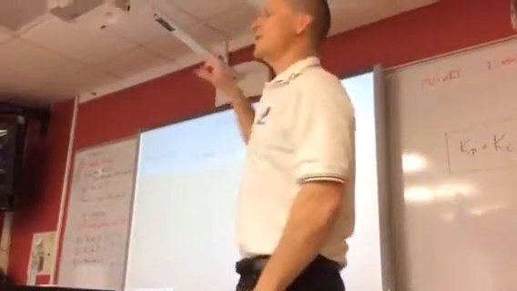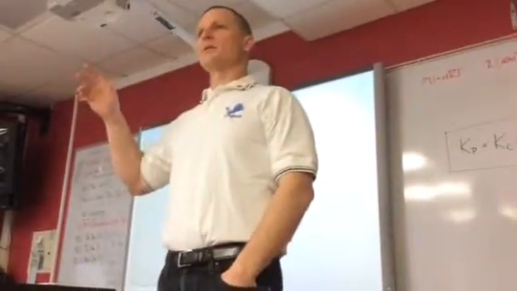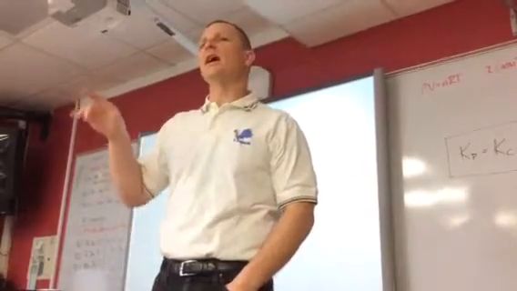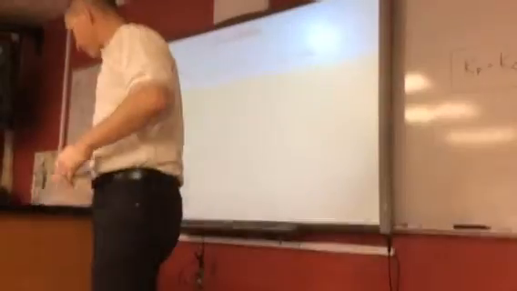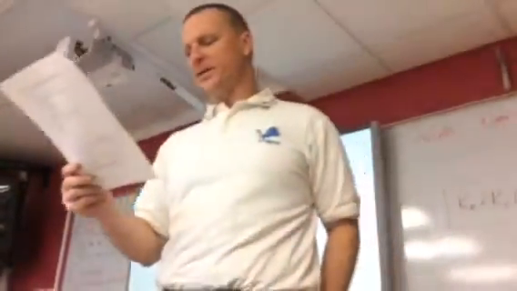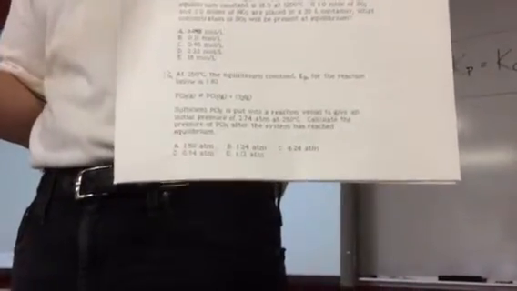The number 13 is going to introduce a new concept to us. Would you take a look at number 13? We're going to have to use what's called an ice table for this one, but look at the problem first. We have decomposition of PCl5. It says PCl5 is put into a reaction vessel to give an initial pressure of 2.74 at that temperature. Calculate the pressure of PCl5 after the system has reached equilibrium.